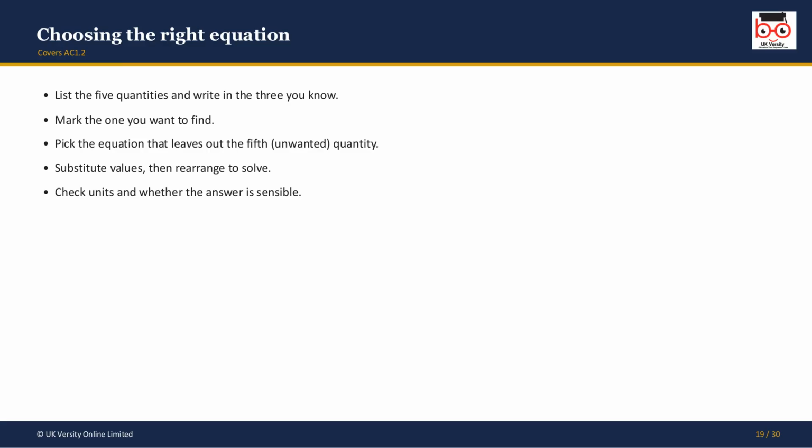Choosing the right equation is really a matter of bookkeeping. List the 5 quantities and write in the 3 you already know. Mark the one you're trying to find. Then pick the equation that leaves out the 5th quantity, the one you neither know nor want. Substitute your values, rearrange to solve, and finally check the units and ask yourself whether the answer looks sensible.